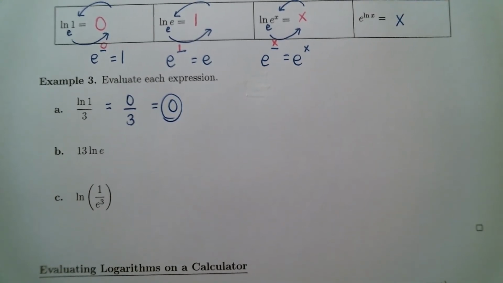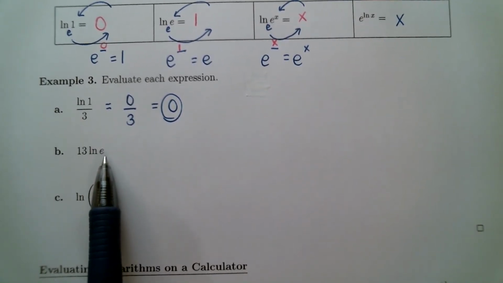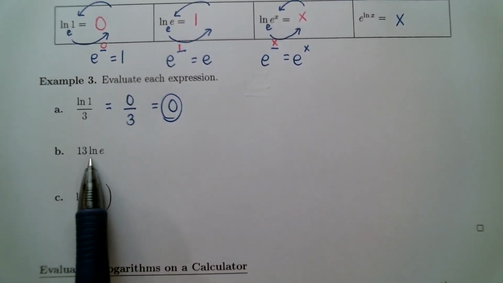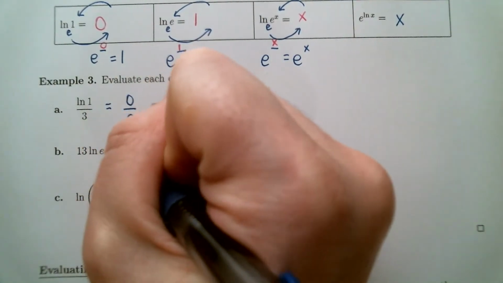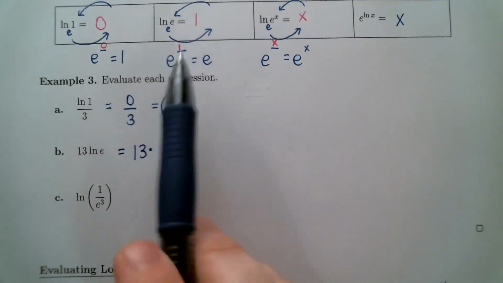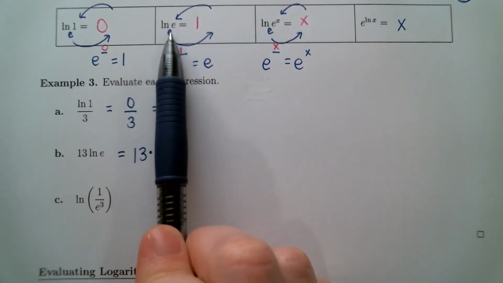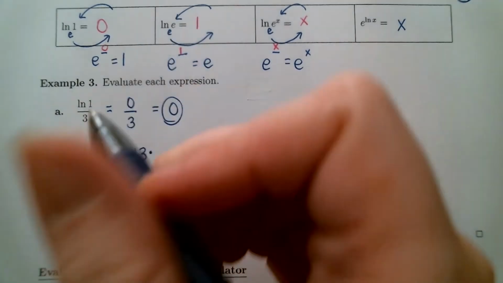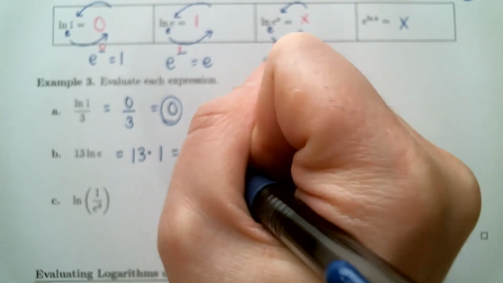All right, part B. Read it to yourself. This is 13 times the natural log of e. That's how you should interpret this. So this is going to be 13 times the natural log of e. We know from this property up here that the natural log of e is 1. So this is going to be 13 times 1, which is just going to be 13.